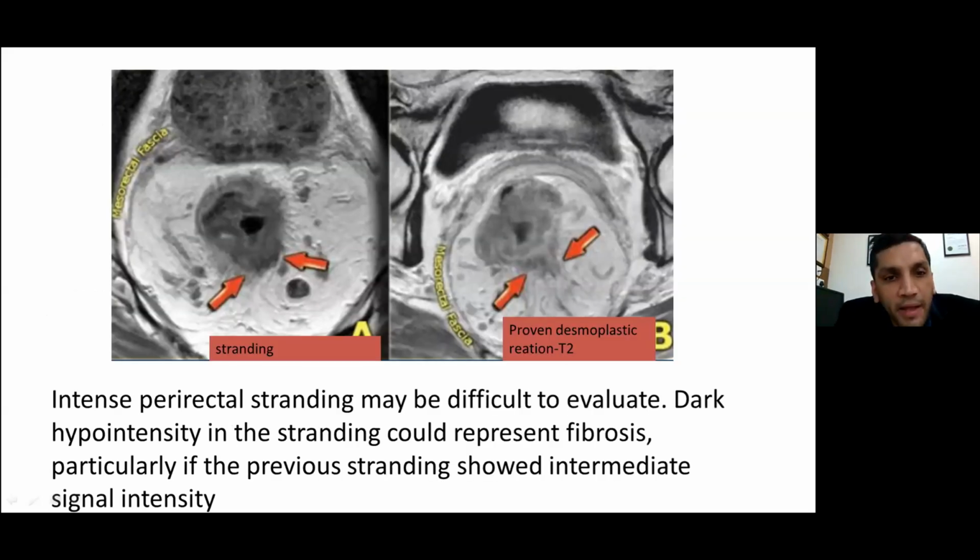In terms of perirectal stranding, generally it can be difficult to evaluate, and dark hypointensity in the stranding could represent fibrosis, particularly if the previous stranding showed intermediate signal intensity. So what is important is that we need to see the signal change post-treatment. If it was hyper or intermediate signal intensity, post-treatment it should be hypointense. So this was a patient in which this was still hyperintense or intermediate signal intensity, and now it has become hypo. So this was proved to be a desmoplastic reaction.